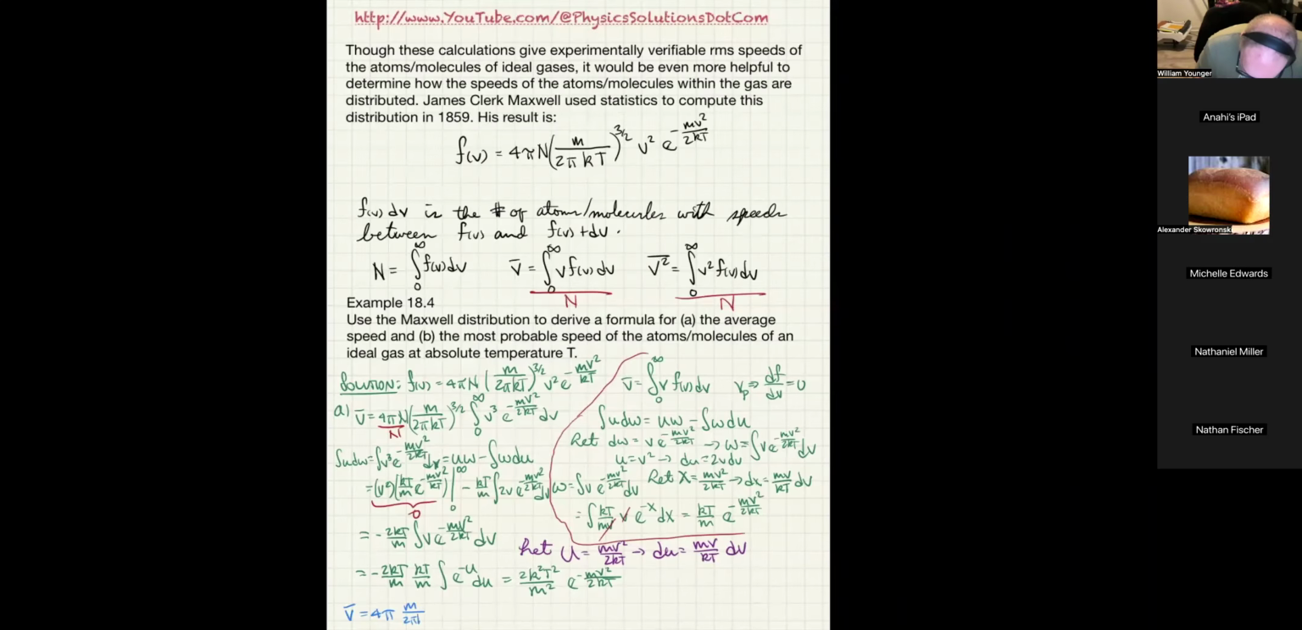over 2 pi kt to the 3 halves, plus I have negative 2 k squared t squared over m squared times e to the negative mv squared over 2kt evaluated from 0 to infinity.